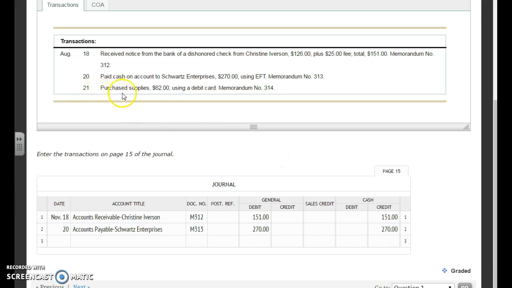Last thing, on the 21st, purchase supplies $62 using a debit card, memorandum number 314. So I purchased supplies using a debit card, just like if I were purchasing supplies with cash, which we've done numerous times. So on the 21st, I purchased supplies with cash, which was my debit card. My supplies increase, my cash decreases, my supplies are debited, my cash is credited. So supplies, I'm going to debit my supplies 62, and I'm going to credit my cash 62, memorandum 314. And that's it for 5-3 Work Together.